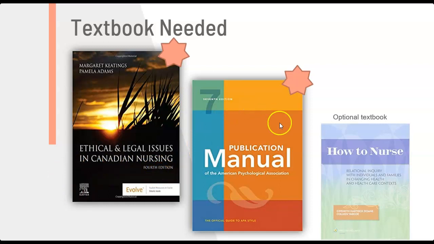Okay, and the other important book to get is the APA, the American Psychological Association publication. So this is the APA 7th edition. You're going to need this book as you write your term paper for this course, as well as any other courses that you are taking this semester and through your entire program. So this book you will actually be using through the entire program.